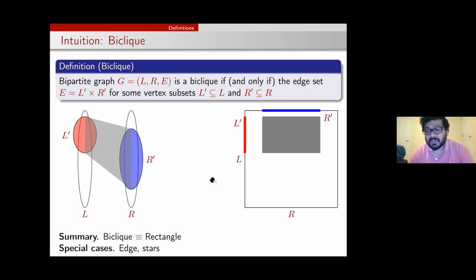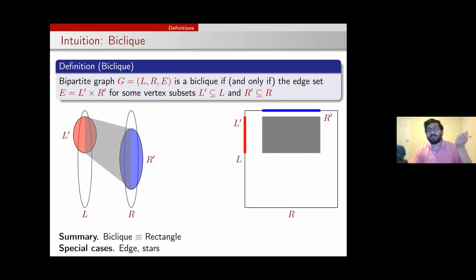If you look at the right, we can represent the adjacency matrix of this graph as follows. Rows are vertices of L and columns are vertices in R. L prime is a subset of rows and R prime is a subset of columns. If every edge between L prime and R prime is included, then what we get is a rectangle. So what I want you to imagine henceforth, pictorially, is that every biclique is equivalent to a rectangle. In the special case of only one edge in a graph, that is also a rectangle, of dimension 1.